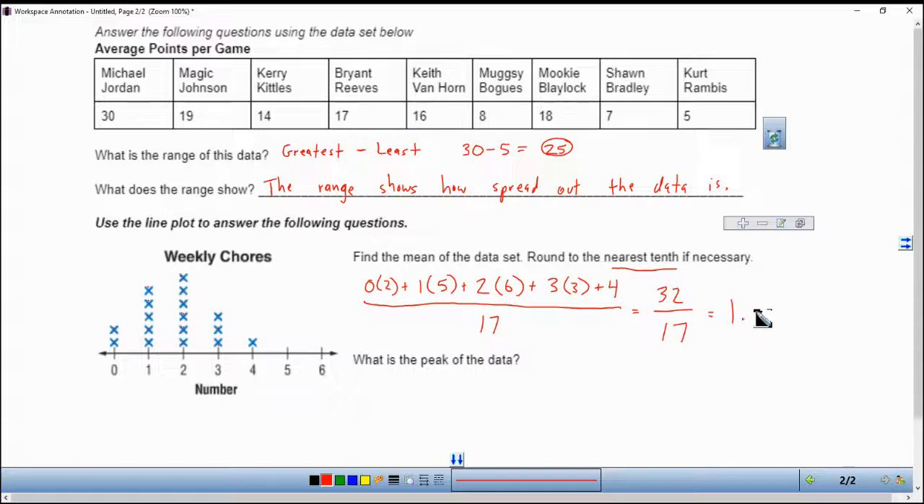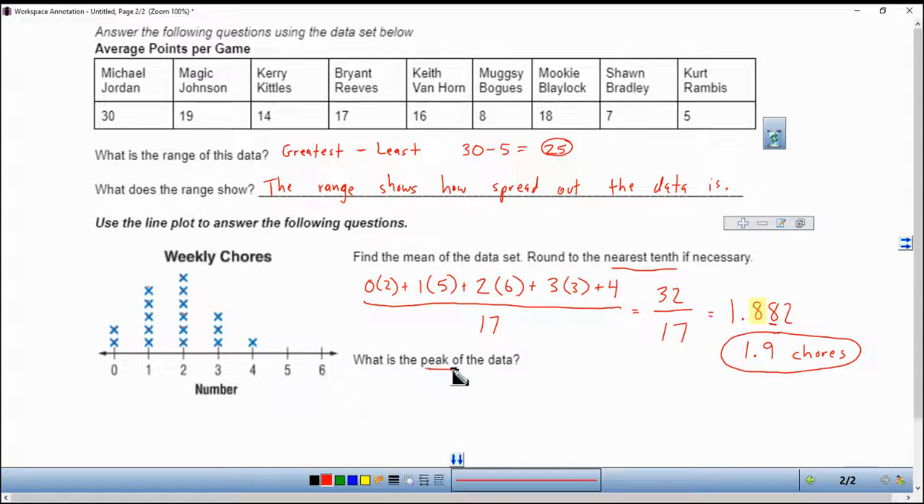We got 1.882 something. So it says round to the nearest tenth. So this 8 is in the tenths place. We're going to round to the nearest tenth. This 8 will tell us that we have to round up. So our answer is going to be 1 9/10 chores. So what we might say is that the typical person in this class does a little bit less than 2 chores every week, which is not too bad. 2 chores, depending on the chores, I guess.